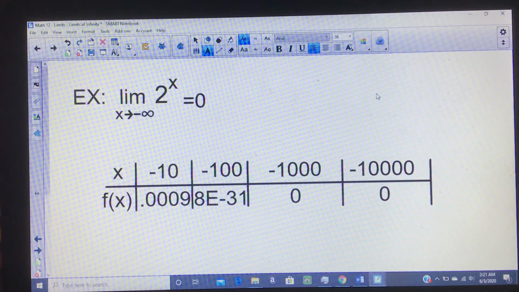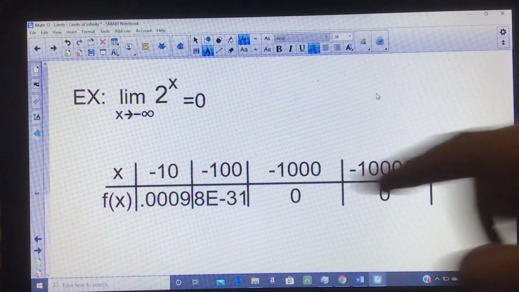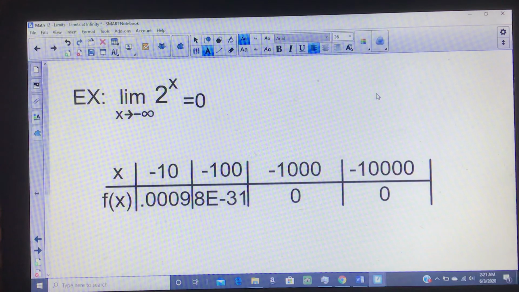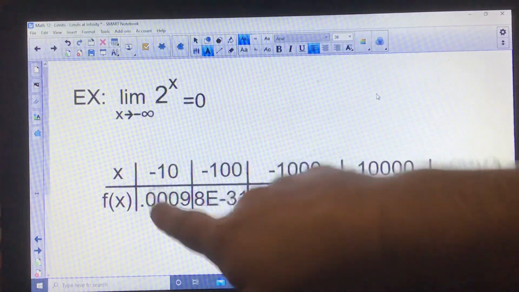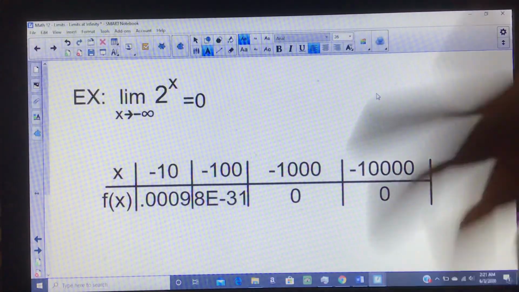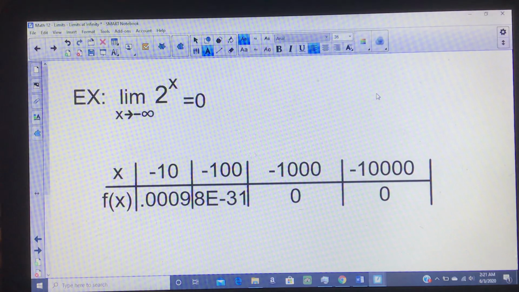If you were going toward the positive side, 2 to the 10 is a huge number. Well, I guess it's not unbelievably huge. It's 1,024, but it's pretty large. 2 to the 100 is really, really large. And then 2 to the 1,000, it starts to get to the point where I think the calculator can't display it anymore. So if we were on the positive side, these numbers would be getting bigger and bigger and bigger, and they would not be approaching anything, and we'd just say DNE.